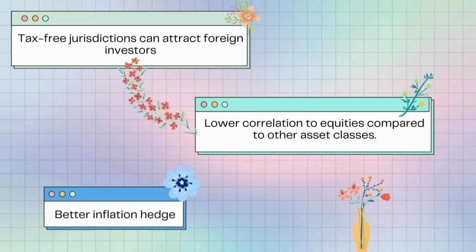asset classes. Last one, Islamic real estate investment trusts have lower correlation to equities compared to other asset classes and automatically provide a portfolio stability to investors with an active asset allocation strategy.